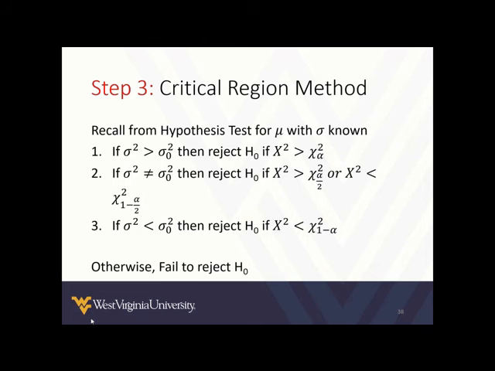And then for the one-sided test, where our population variance is less than our hypothesized value, we will reject the null hypothesis if our test statistic is less than chi-squared at 1 minus alpha. And if the above tests do not hold, then we will fail to reject our null hypothesis.